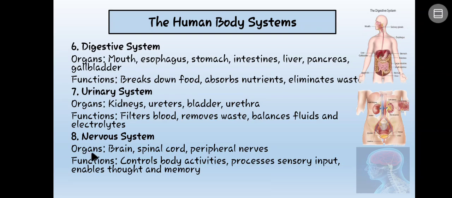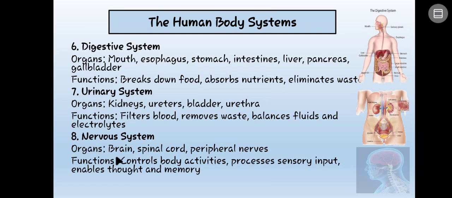The nervous system. What are the organs of the nervous system? We have the brain, the spinal cord, and the peripheral nerves. These are the organs of the nervous system. The functions of the nervous system are to control body activities, process sensory inputs, and enable thoughts and memory.